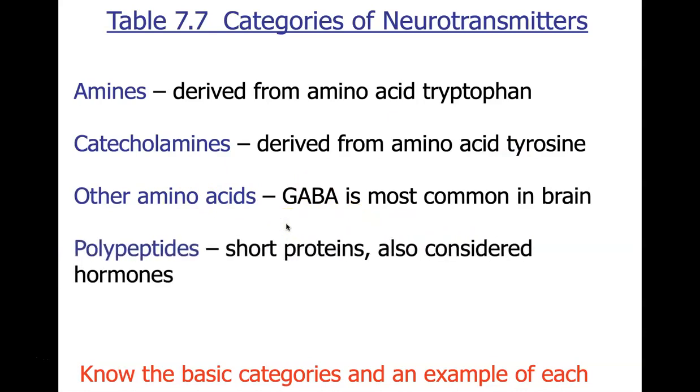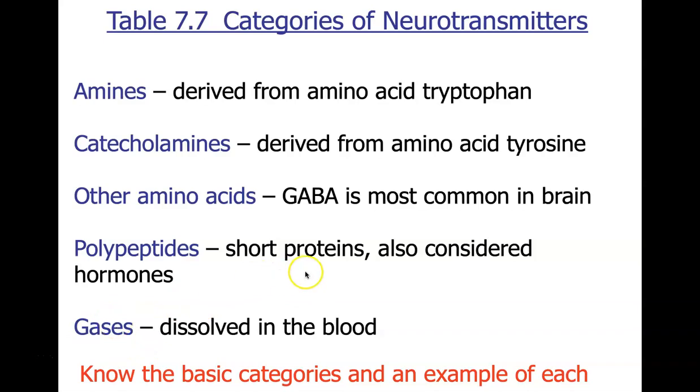And there are polypeptide neurotransmitters. These are short proteins. Some of these are also hormones, okay? So they can act as hormones and they can act as neurotransmitters in the brain. And then there are neurotransmitters that are gases. These are ones that are going to be dissolved in the blood. And I want you to, again, know these categories and then look up some examples of each type.